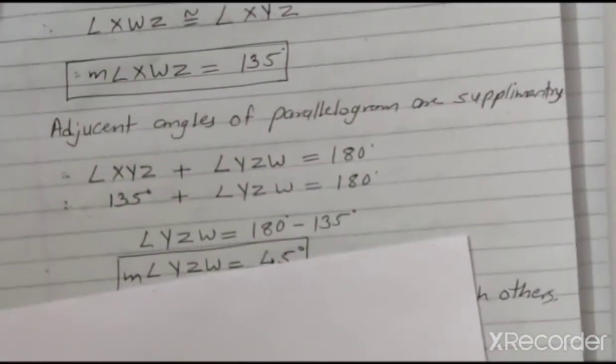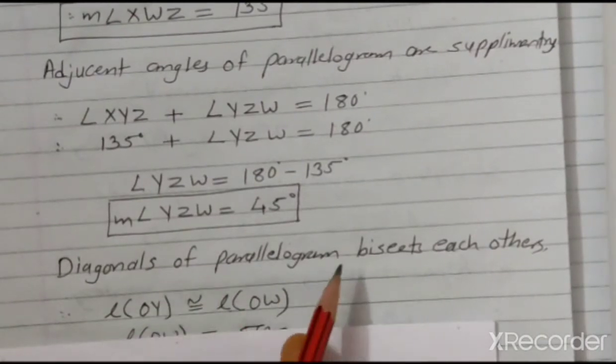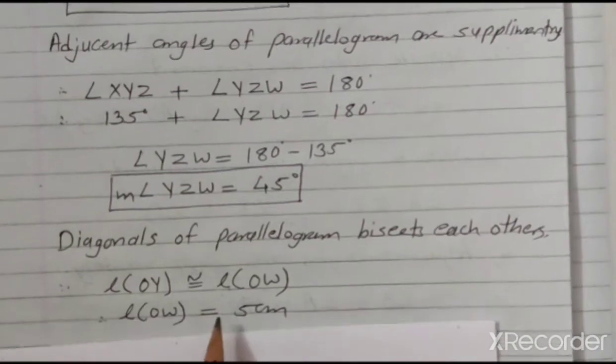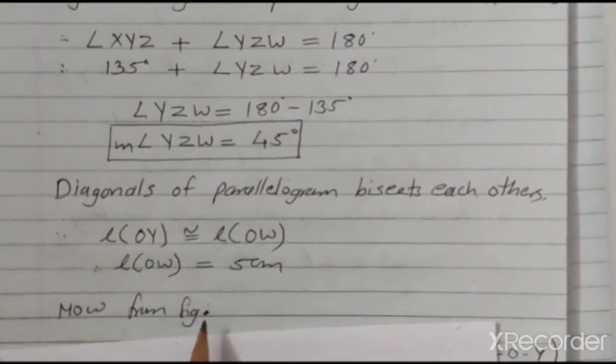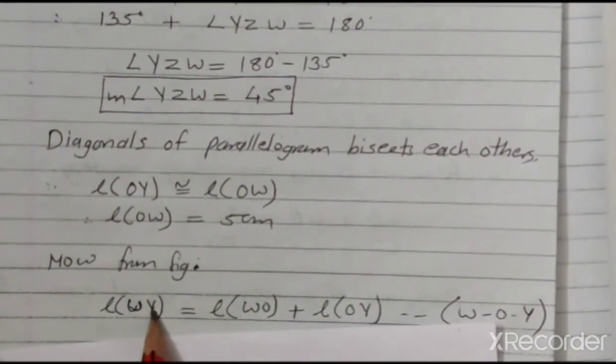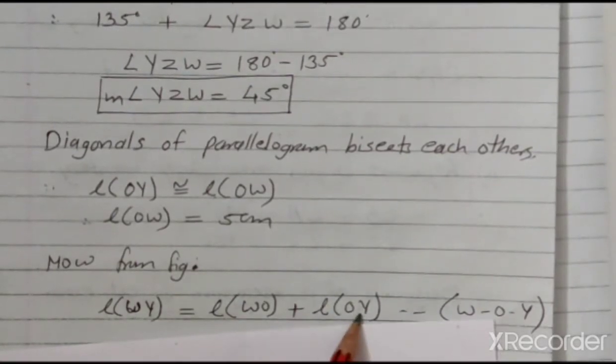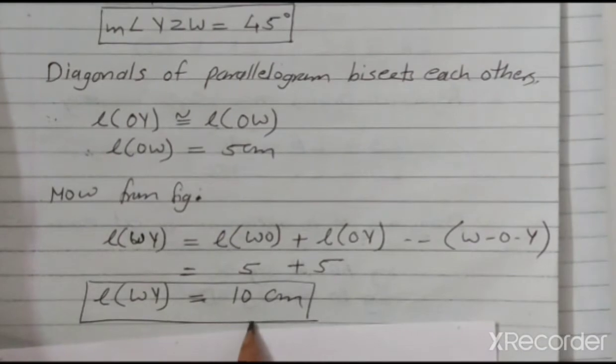So by using this property, diagonals of parallelogram bisect each other, OY is equal to length of OW which is equal to 5 centimeter. From this figure WY is nothing but addition of these two segments which is equal to 10 centimeter.